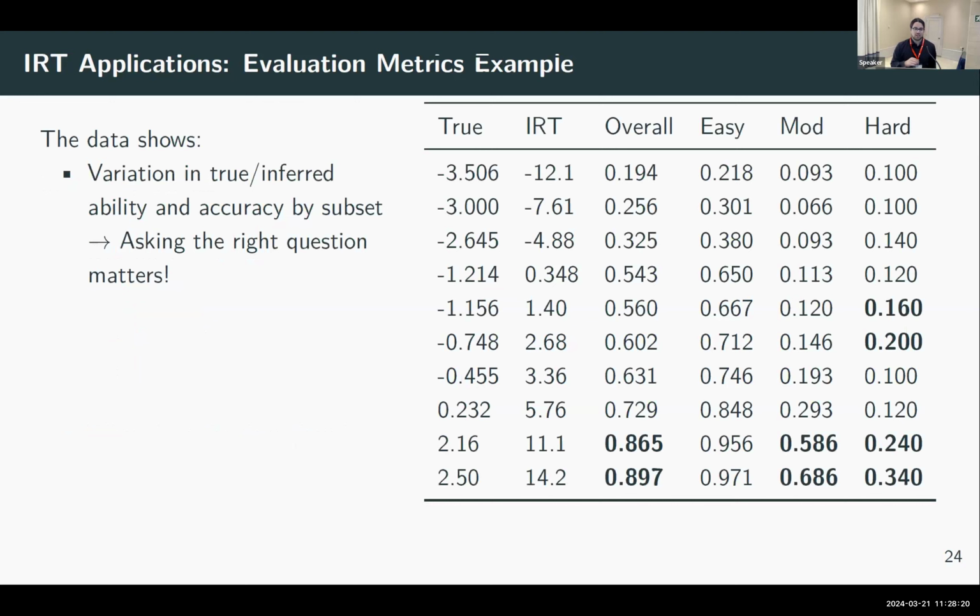And what does the data show? So the main highlights I want to make here is the variation in true and inferred ability and accuracy by subset. If the true ability is pretty low, then the main thing that's changing is the easy accuracy, which makes sense. If the true ability is around the center, then the main area of change for accuracy is the moderate examples. And at the top end, the hard examples are where things are changing as well.